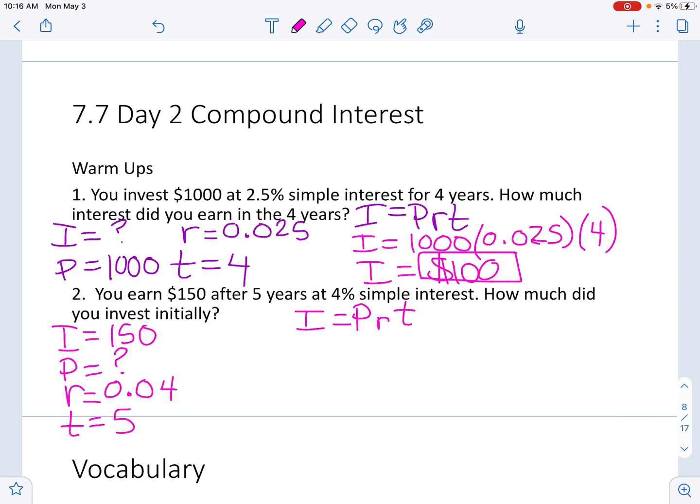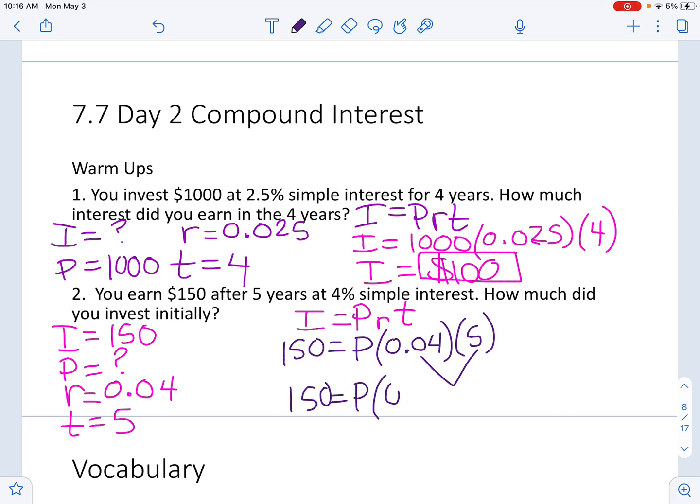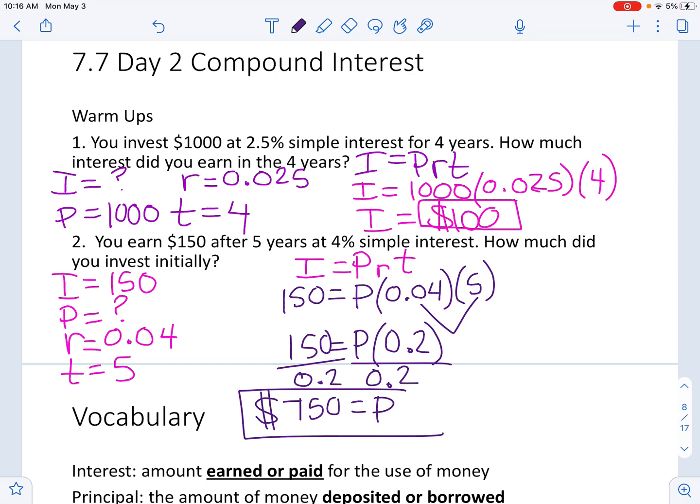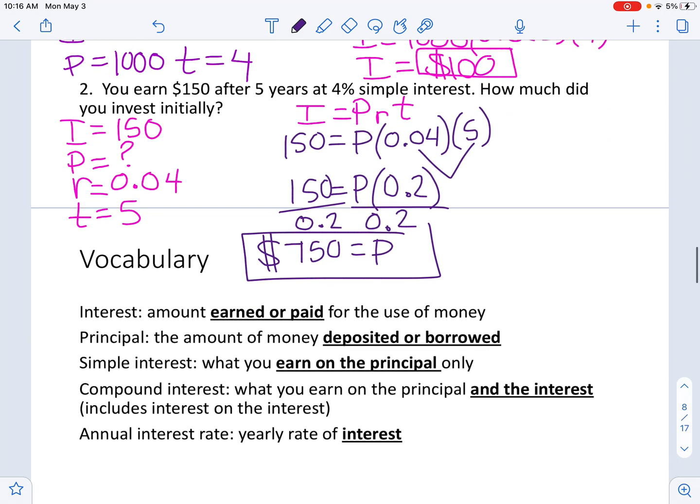We're figuring out the initial amount we invested, so our P is our unknown. So we have 150 equals P times 0.04 times 5. I'm going to first multiply 0.04 times 5, and I get 150 equals P times 0.2. Then, to get P by itself, I'm going to divide by 0.2, and I get 750 equals P. So we originally invested $750.